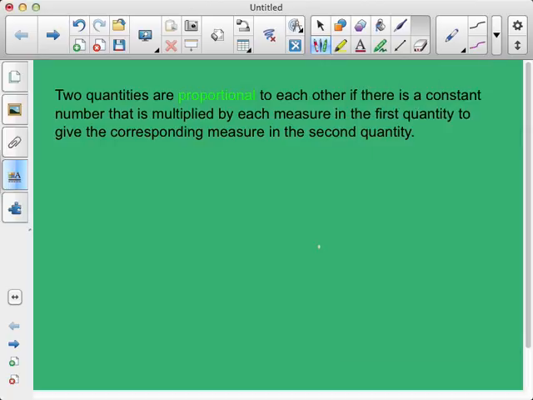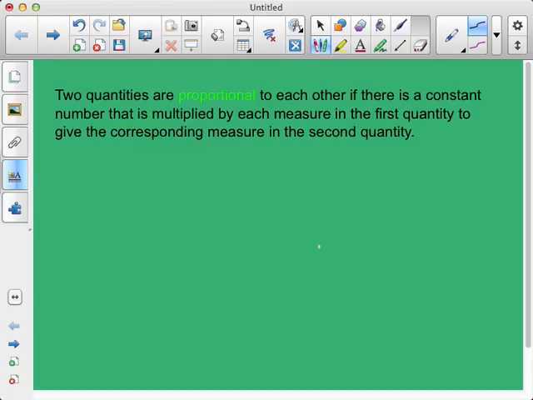Okay, today's lesson was about proportional relationships. So we can say that two quantities, two numbers, are proportional to each other if there's a constant number that is multiplied by each measure in the first quantity to give the corresponding measure in the second quantity. So let's do a quick example.